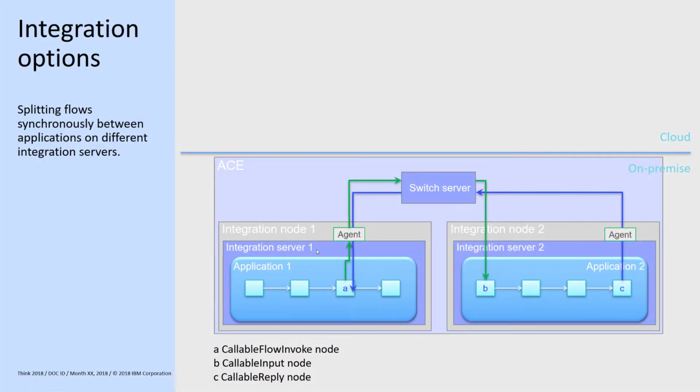In the second demo, I'm going to deploy the 2 applications, flow 1 and flow 2, but I'm going to deploy them on 2 different integration servers. For this to work, the integration servers need to run inside the integration node. There's also the concept of a switch server that I need to deploy, as well as the definitions of the 2 agents, 1 each for every one of the integration servers.